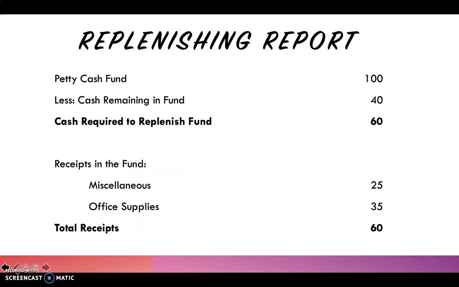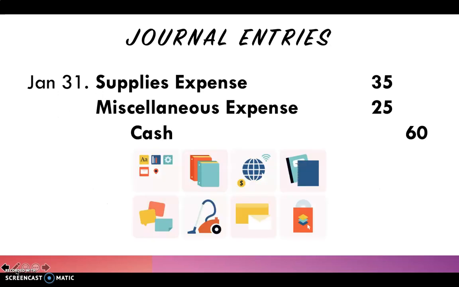A replenishing report is used to report these transactions, as seen below, where we have the remaining cash subtracted from the fund to find the amount needed to be replenished. Also here, we can see the receipts which add up to the same amount as the replenished amount. Also, journal entries are required, showing this replenishment of the fund. Here, we can see the individual receipts recorded as expenses, which are debited, and the cash is credited.